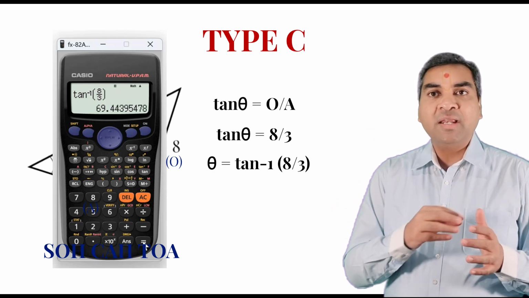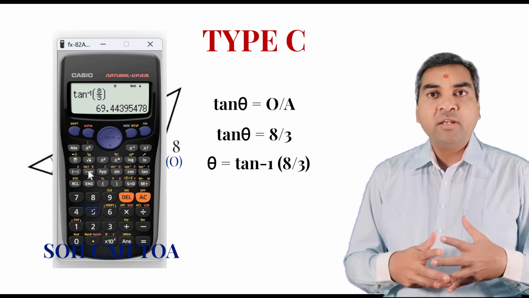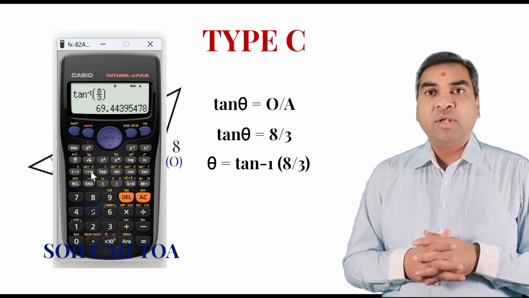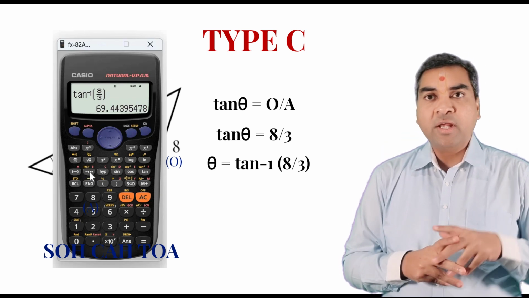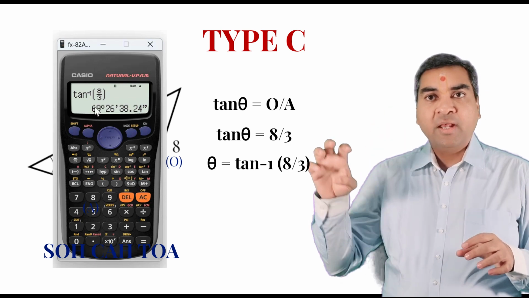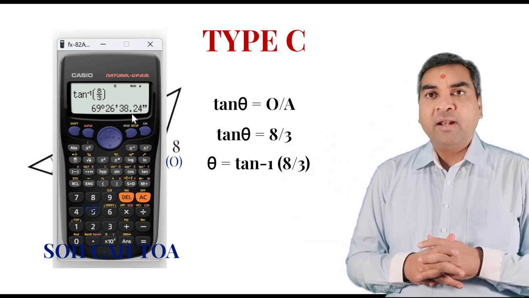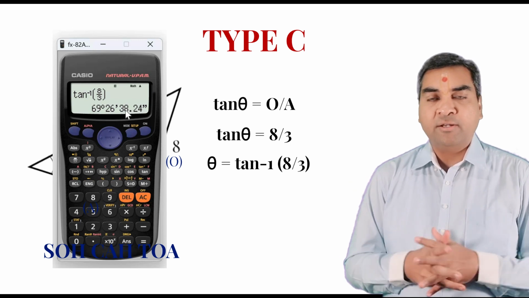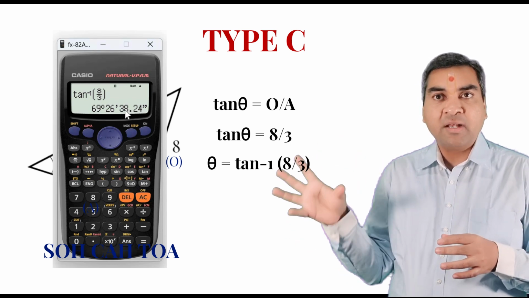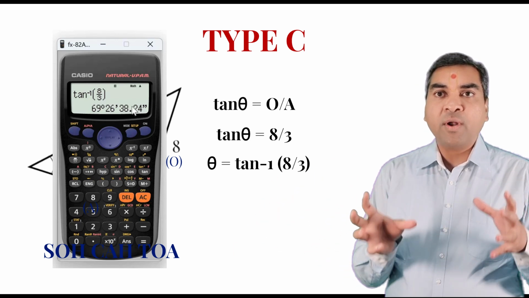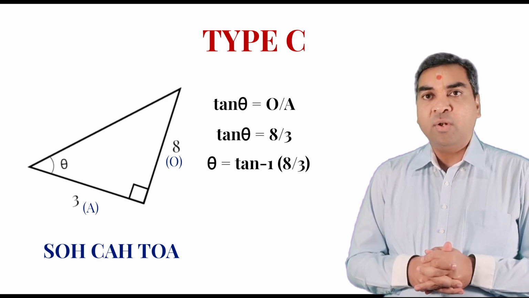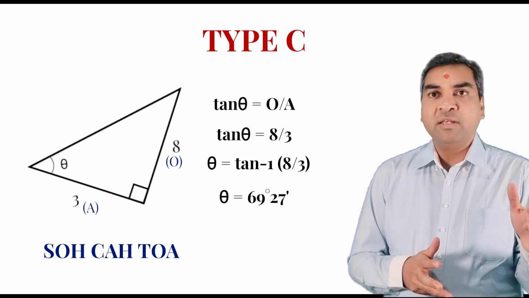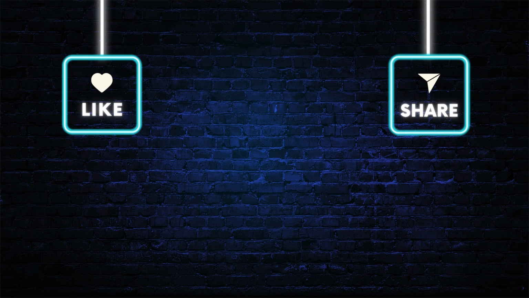Once you get your answer in decimals, to change that into degrees and minutes, you can just press your degree minute button. When you press that, you will get your degrees, minutes and seconds. Let us say we are rounding to the nearest minute, so you check the seconds. If seconds are 30 or more, then you round your minute up, otherwise no. So in this case, rounded to the nearest minute, theta equal to 69 degrees and 27 minutes.